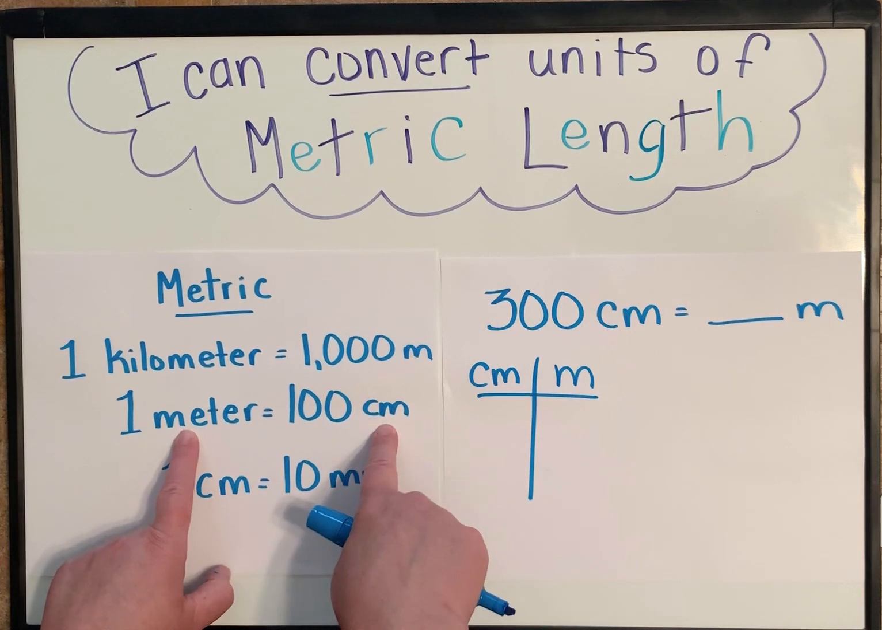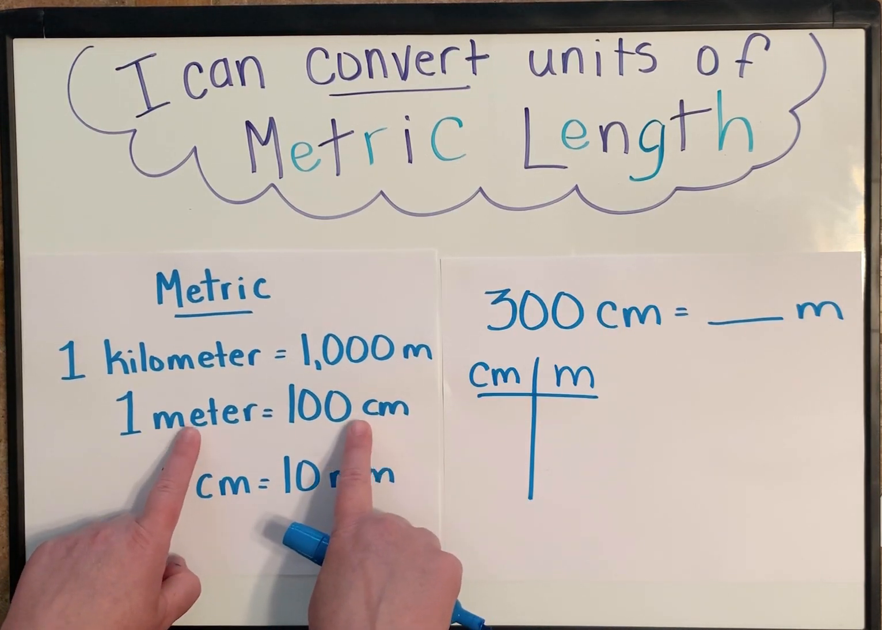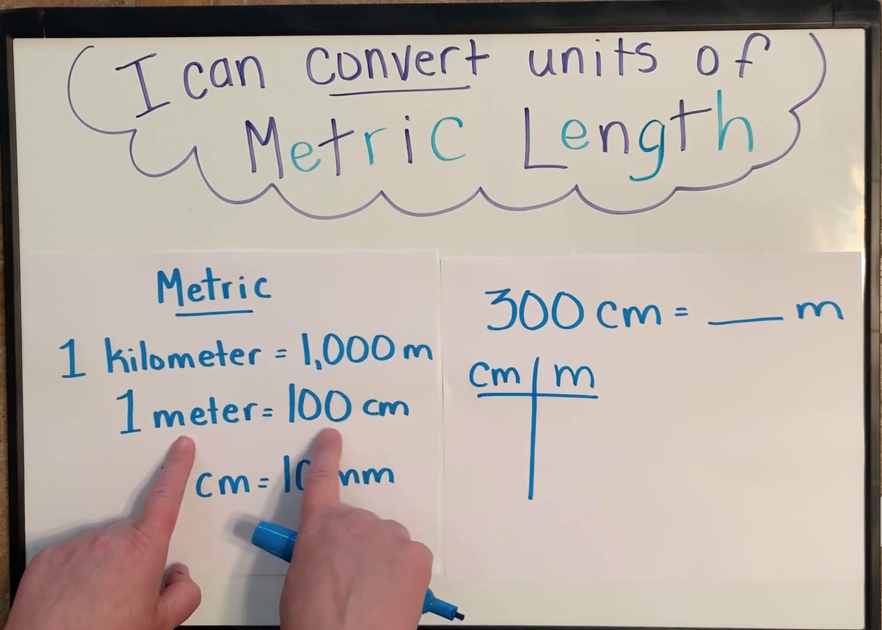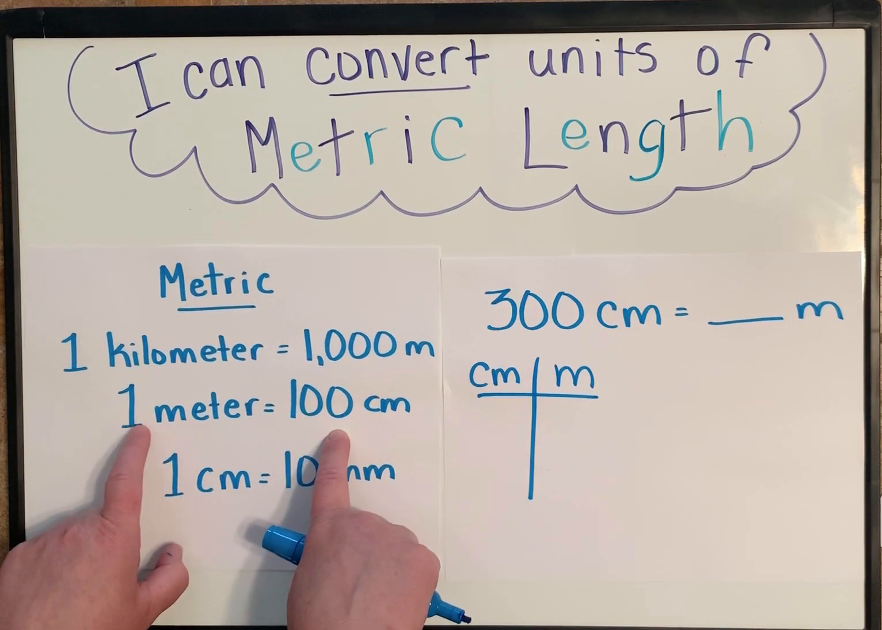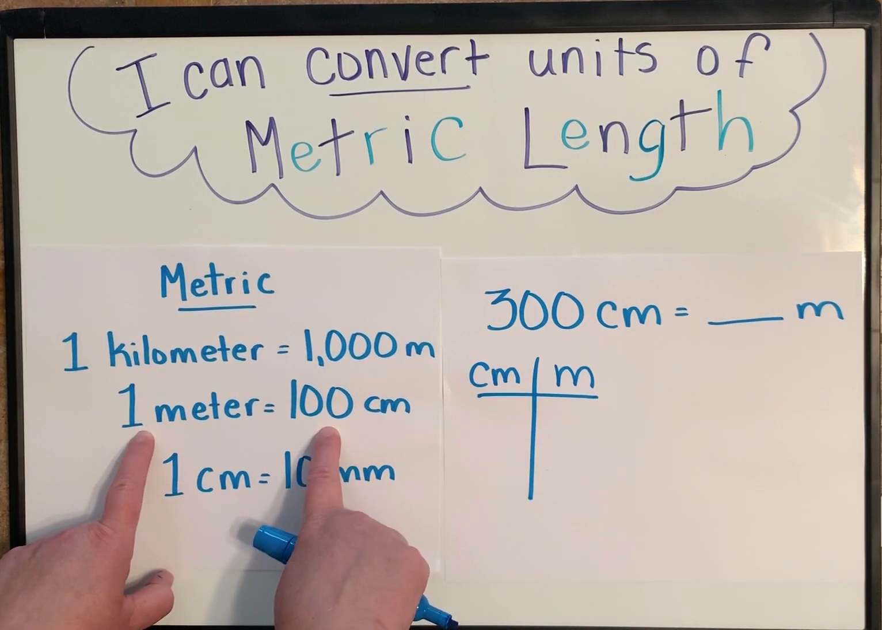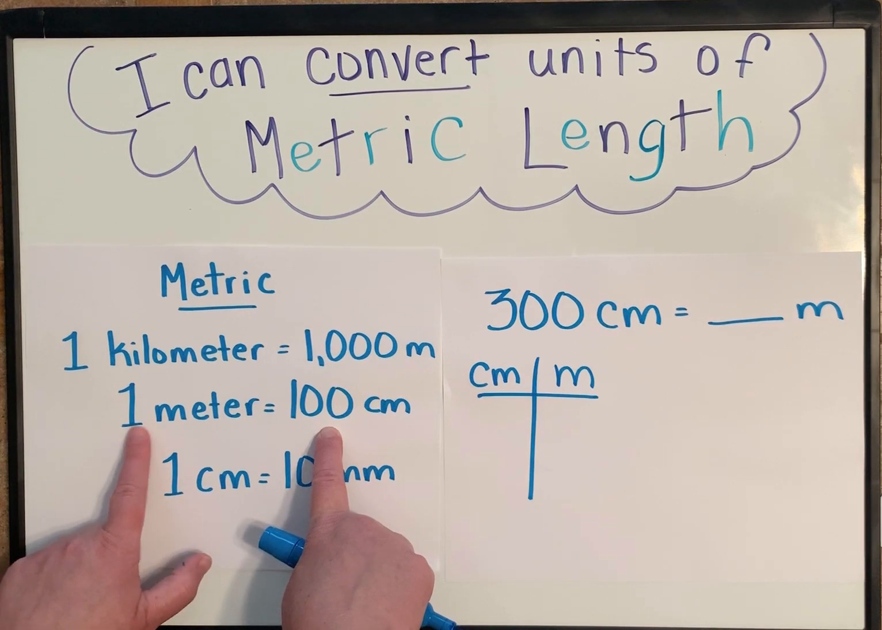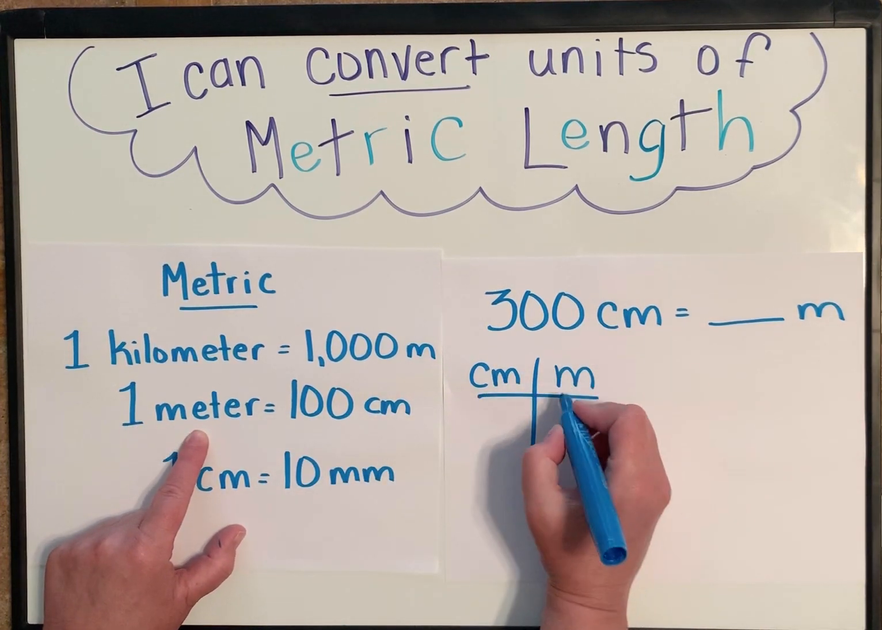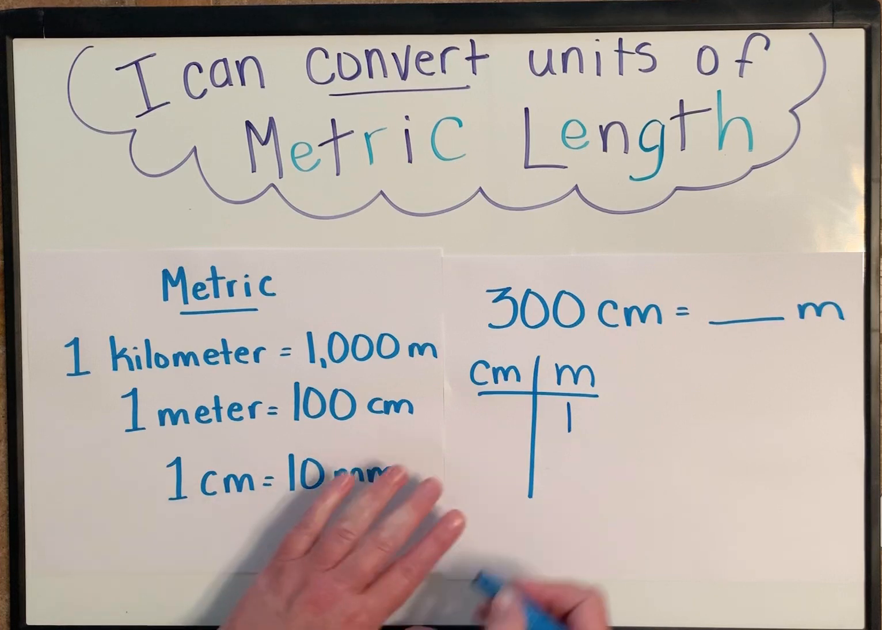So be very careful when you put these numbers in. My initial conversion, my correlation between these 2 numbers, is 1 meter has 100 centimeters in it. So let's write that down. 1 meter, make sure you put that on the meter side. 100 centimeters.